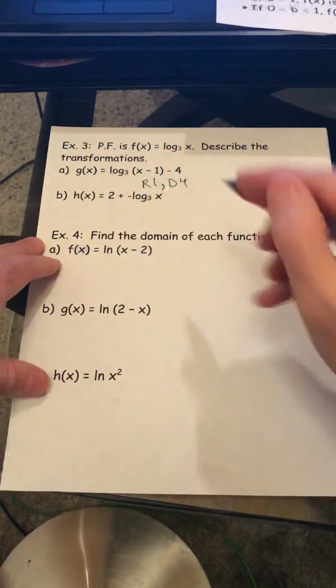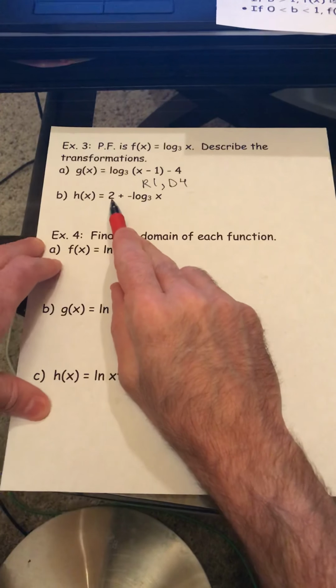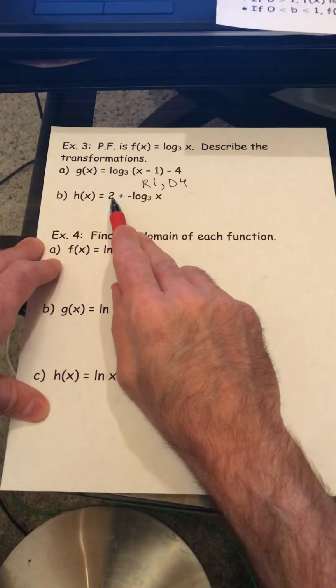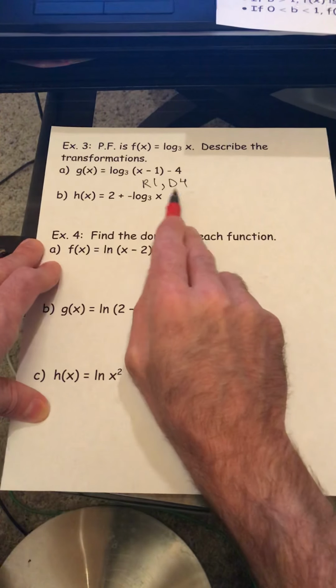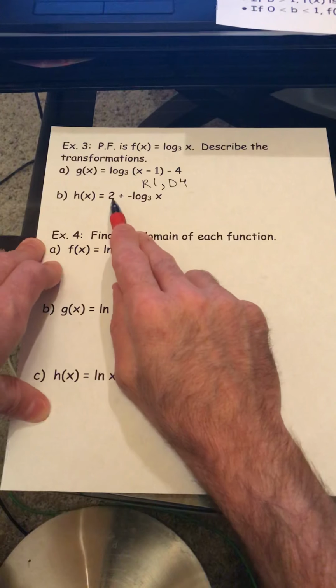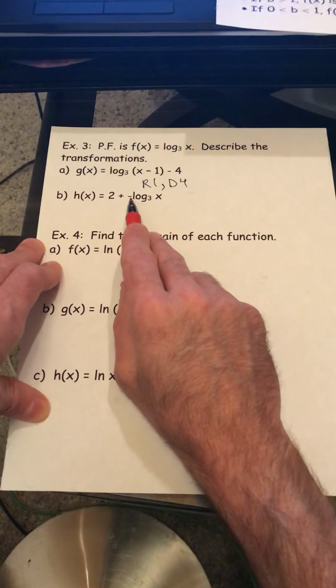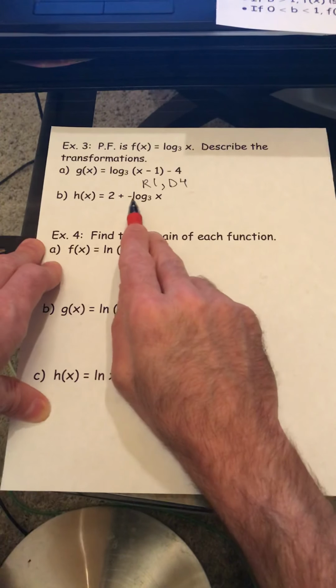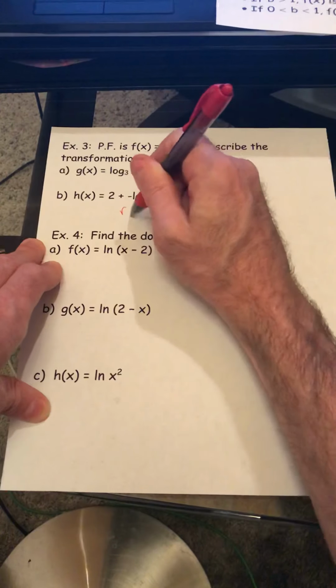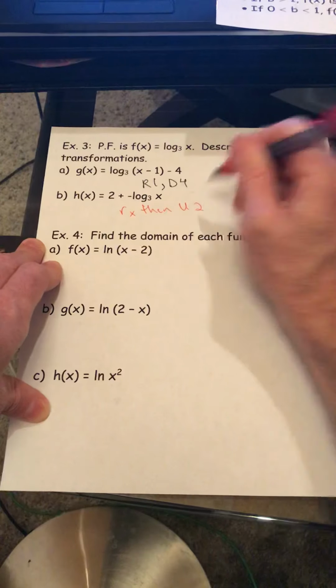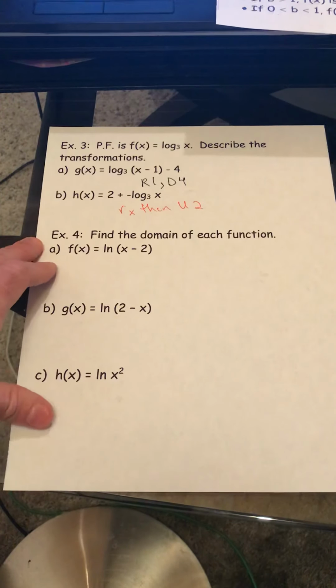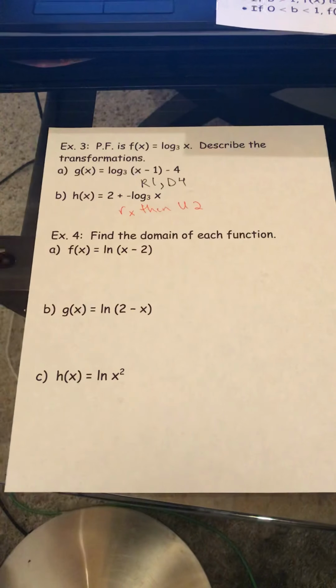All right, this next one, you kind of have to be careful. One of the reasons why they actually put this out in front is, if we had this at the end as a plus 2, you do have to be careful. So this will shift it up 2. The negative in front of the logarithm will reflect it over the x-axis, then up 2. All right, so that's how some transformations work.